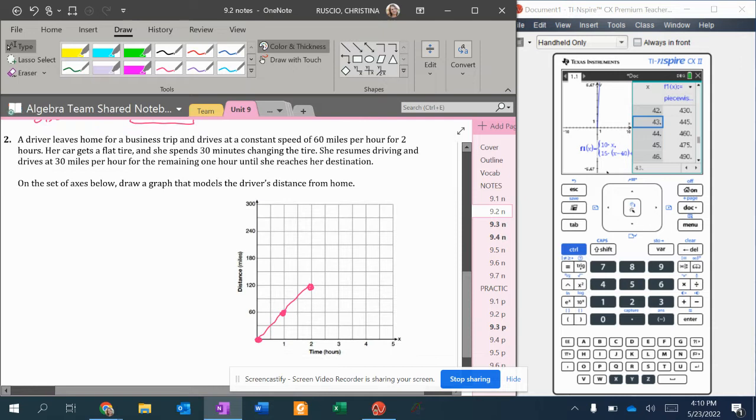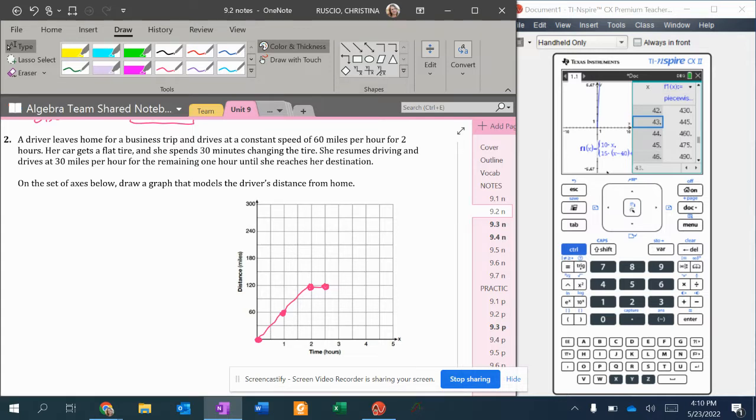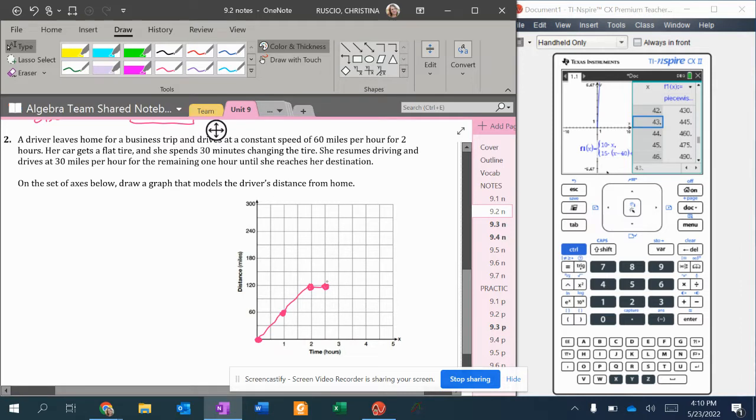Her car gets a flat tire, and she spends 30 minutes changing the tire. Okay, so time will go by, but distance sadly will not. So for a half hour, this poor girl is going to be changing her flat tire. She goes back to driving and drives at 30 miles per hour for the remaining 1 hour. Okay, so 30 miles. So in this case, each one of these lines is 60, so 1 is 30 miles every 1 hour. So 30 miles, and then for 1 hour. So it looks like we're going to have to go halvesies because that was 2.5 hours.